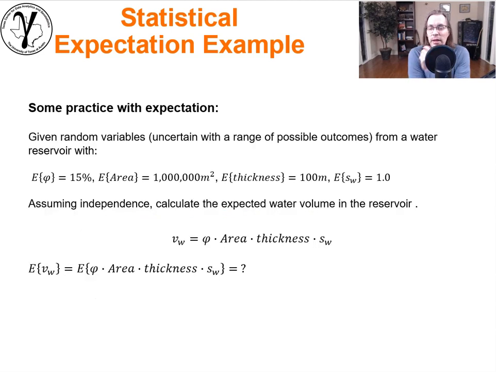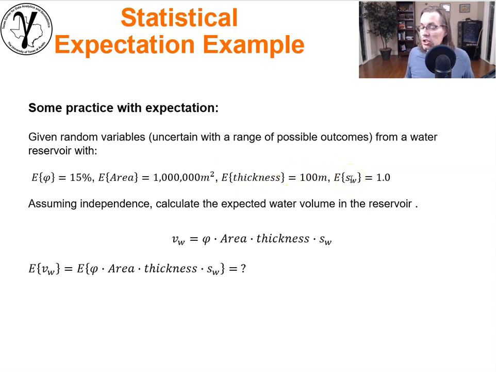Okay, so here's another one, a little bit more complicated, but we'll use the concept of independence to be able to solve this very easily. Given random variables, and remember, random variables are features that are uncertain with a range of possible outcomes, from a water reservoir, we have the expected porosity of our water reservoir is 15%. The expected area, we have a distribution of uncertainty for area, that makes sense, about 1 million square meters. About a kilometer by kilometer reservoir, that makes sense. Expected thickness, there's some uncertainty in that, about 100 meters.